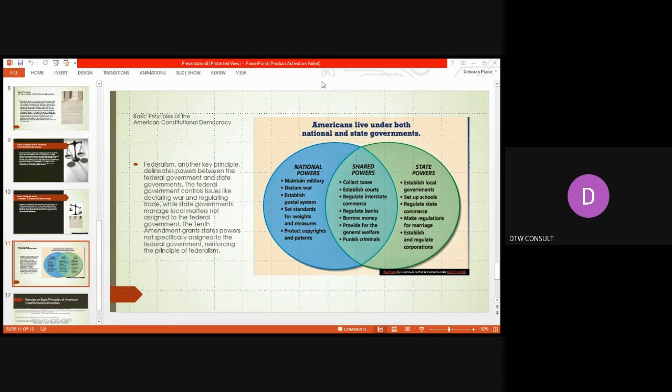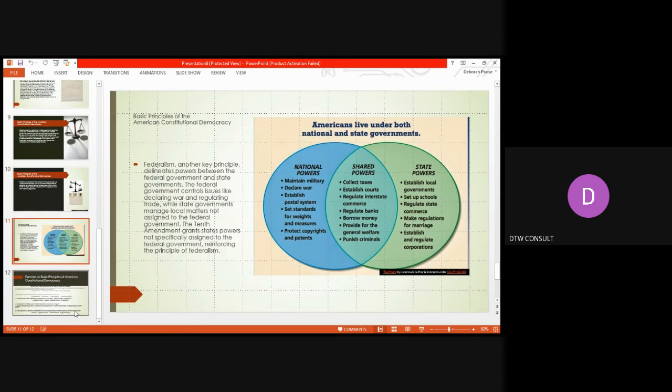So anything that does not fall under the federal government is controlled by the state government. All right. Okay.